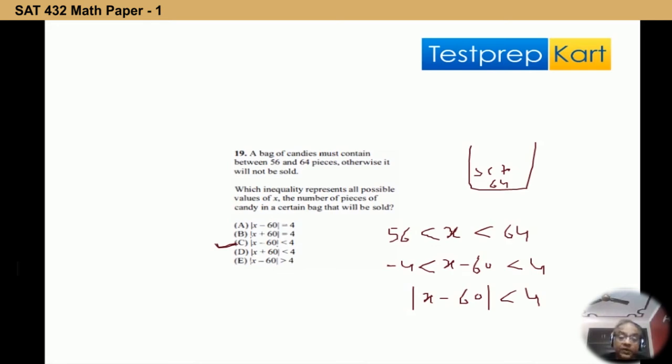Now why I have subtracted 60 from all three parts: because all the 5 options have something to do with 60. So that's how we have subtracted 60 from each of these parts, first this one and this.